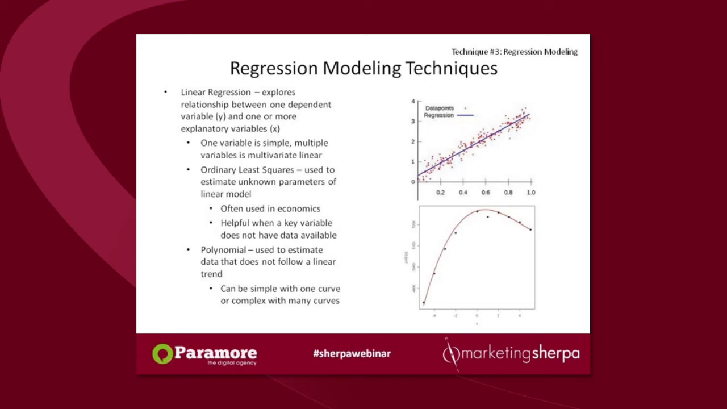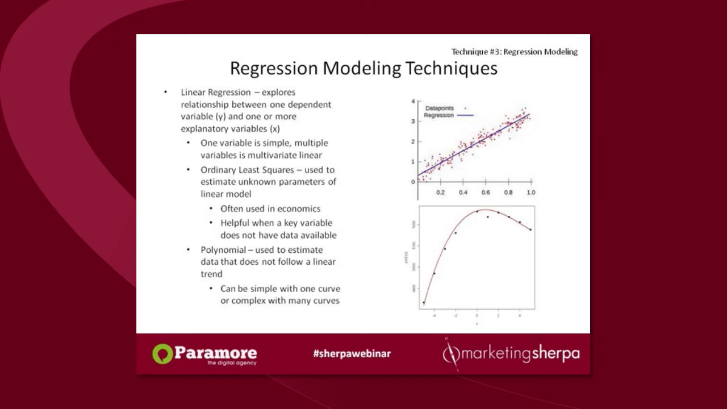The ordinary least squares is a way, I just mentioned a second ago, if you have something that you don't know the parameter of, you can use ordinary least squares to try to estimate that parameter. It's very often used in economics, so if you're trying to do metrics to look at revenue generation, then you might want to use an ordinary least squares model.